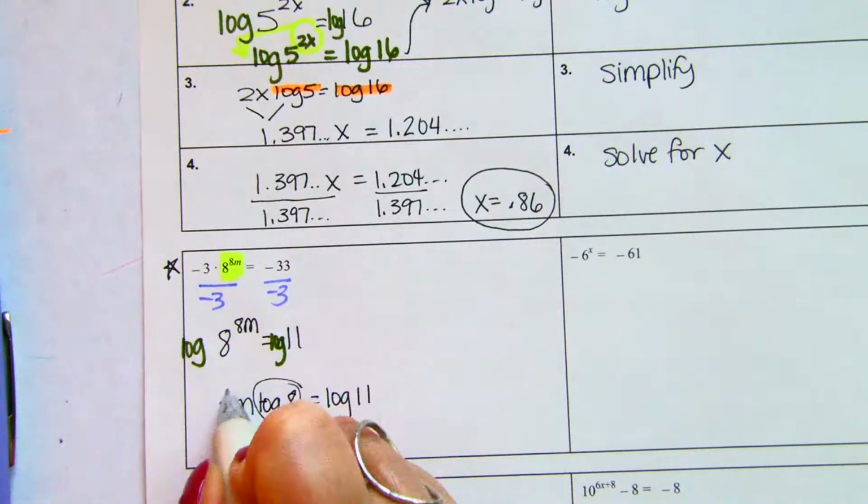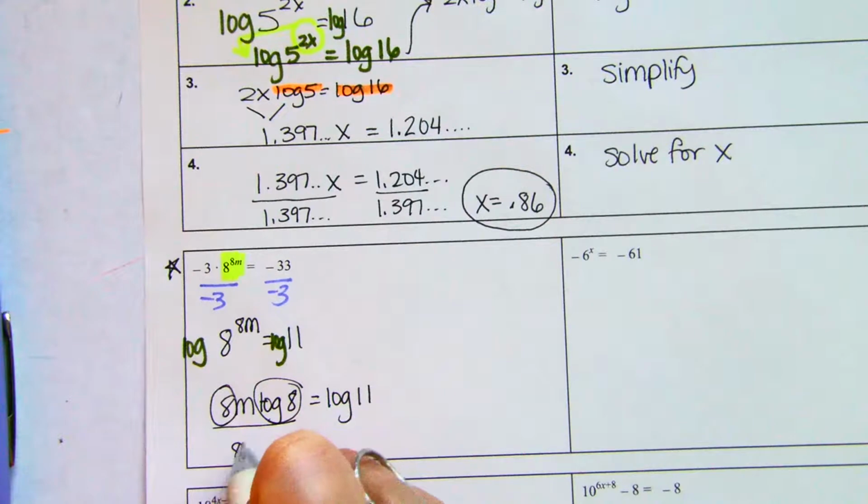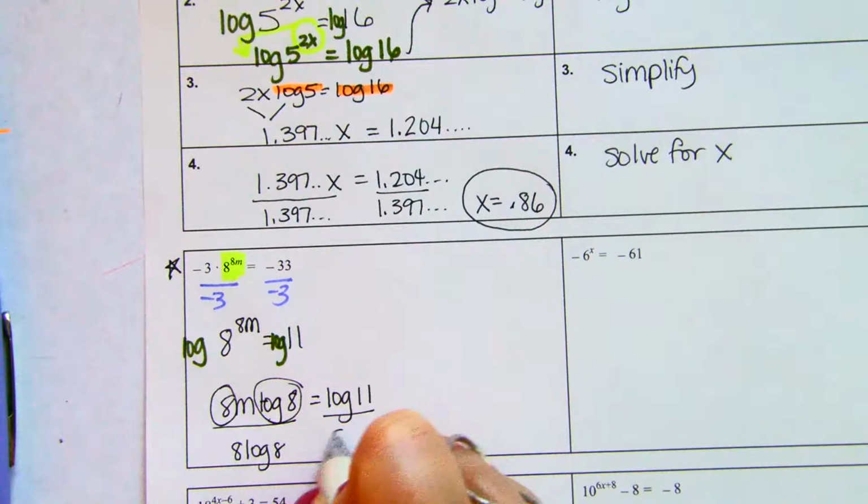Okay, so this is just a number. I'm going to divide my calculator.